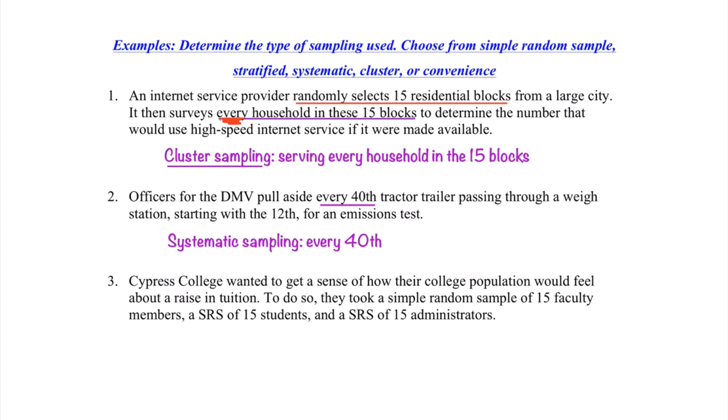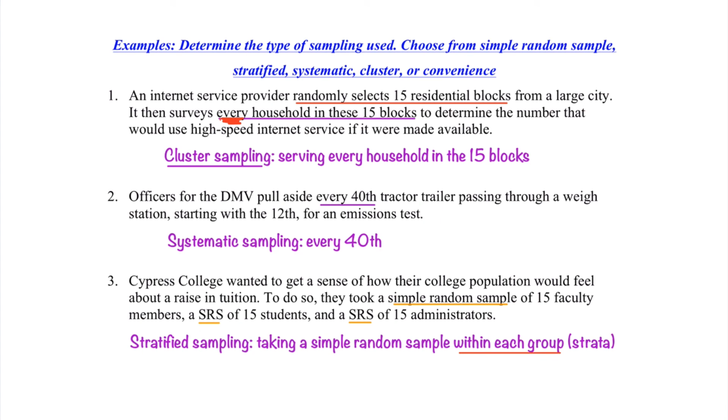And finally, Cypress College wanted to get a sense of how their college population would feel about a raise in tuition. To do so, they took a simple random sample of 15 faculty members, an SRS of 15 students, and another SRS of 15 administrators. So they have split the college population into different groups, and these groups are strata this time because we're randomly selecting 15 individuals from within those groups. They're not taking the entire group, that would be all of the faculty or all of the students or all of the administrators. Instead, since we're randomly selecting people within each group, that means we're working with a stratified sampling technique. And we're all set with our different sampling techniques.